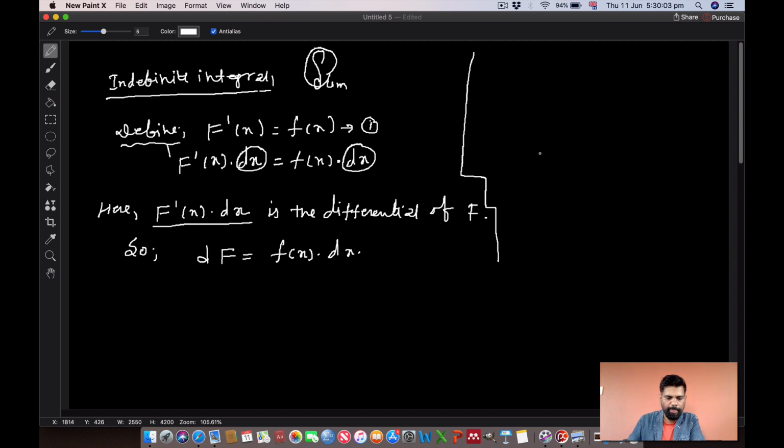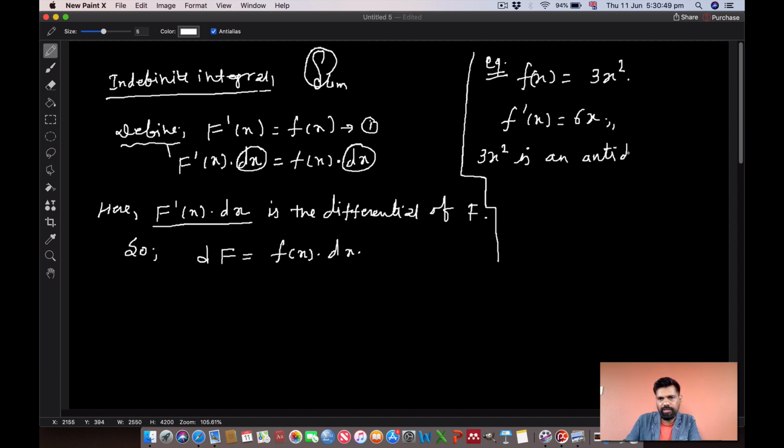Now let's take an example. If f x is equal to 3x square, the derivative of f x is equal to what? We already discussed the concept of derivative. That means f prime x is equal to 3 twos are 6x. And what about the antiderivative of this 6x? Here 3x square is an antiderivative of 6x.